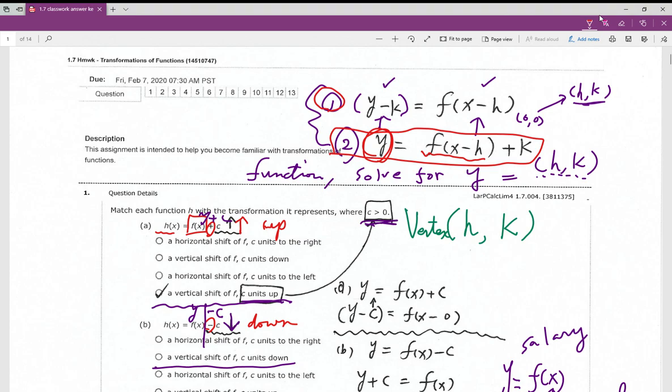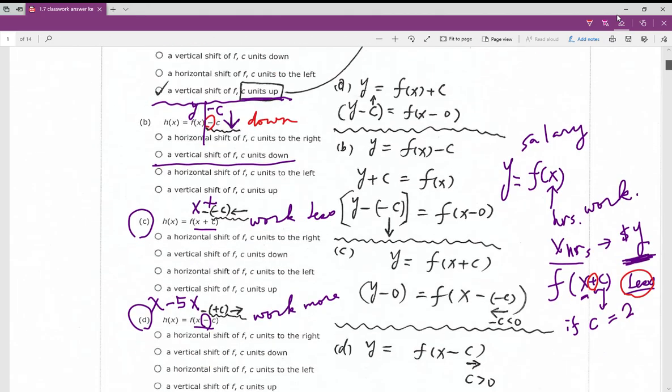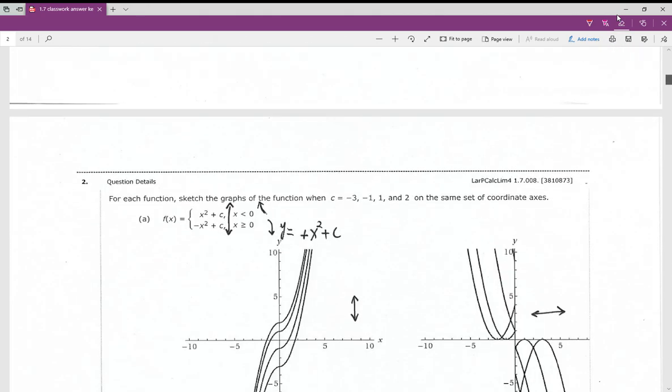Okay. So when you have a function y equals to, then for the x, the number you take away is the new vertex. And for the whole y value, the number you plus is the new vertex. You need to memorize that. Then next we go to number 2.